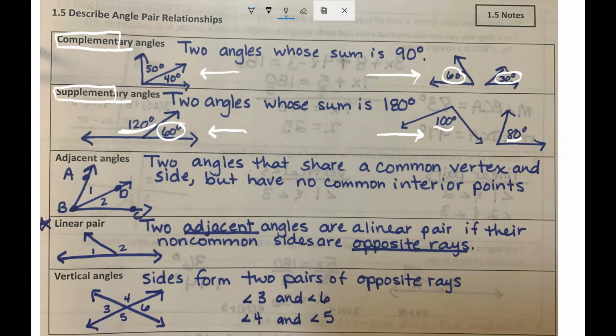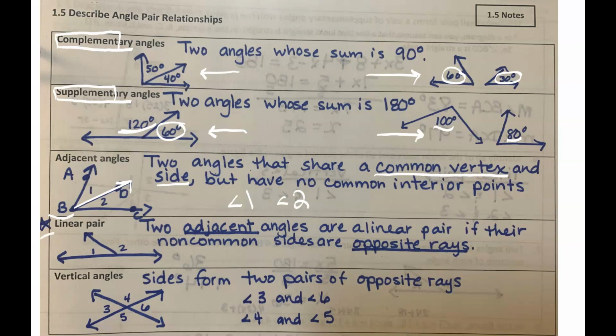Next is adjacent angles. Two angles that share a common vertex, in this case it is B, and a side, in this case it is BD, but they have no common interior points. So there's nothing in common here with angle 1 or 2. So we say angle 1 and angle 2 are adjacent. They touch.